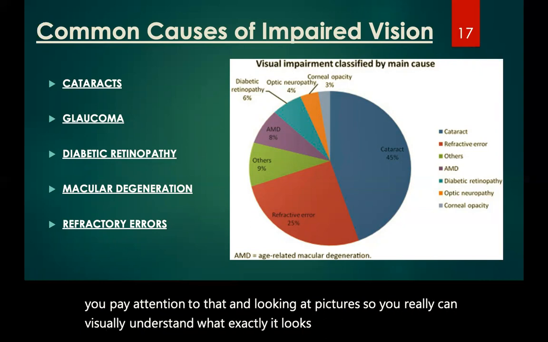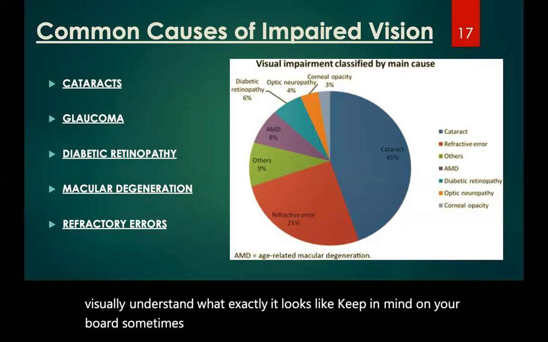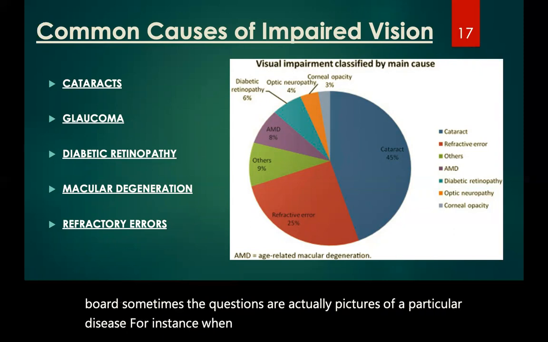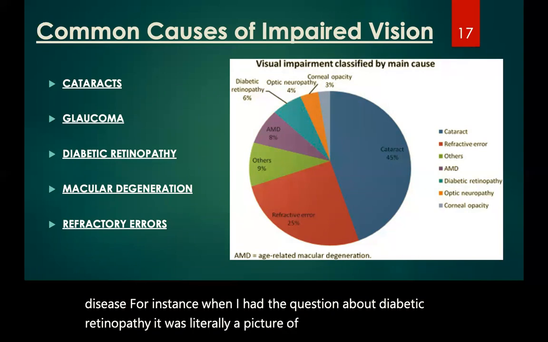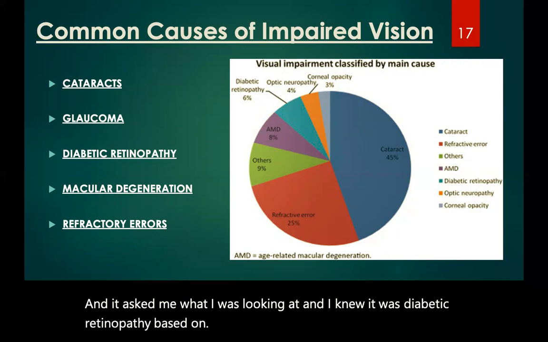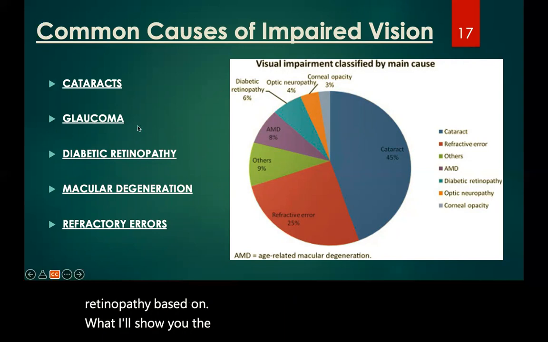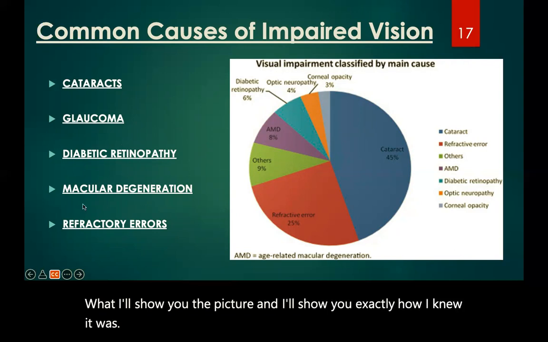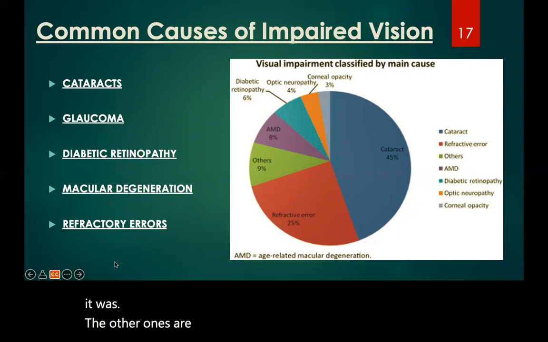Keep in mind on your board, sometimes the questions are actually pictures of a particular disease. For instance, when I had the question about diabetic retinopathy, it was literally a picture of the eye and it asked me what I was looking at. And I knew it was diabetic retinopathy based on, well, I'll show you the picture and I'll show you exactly how I knew. The other ones are macular degeneration and then refractory errors.